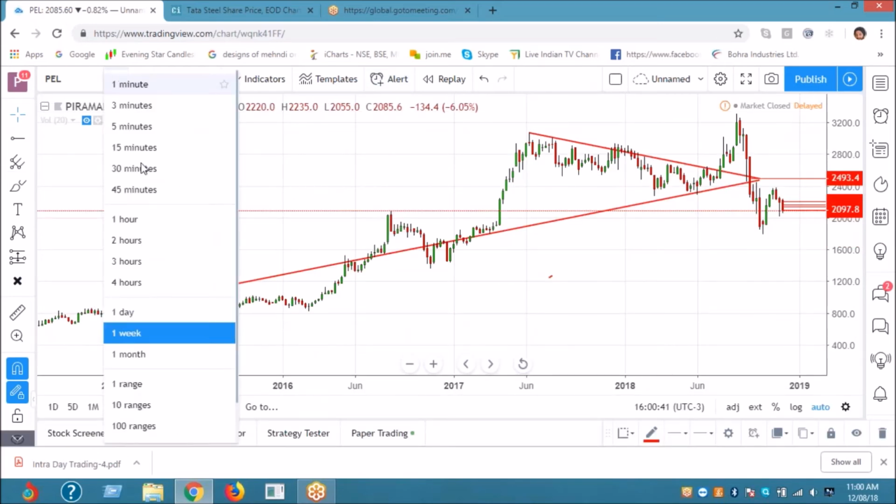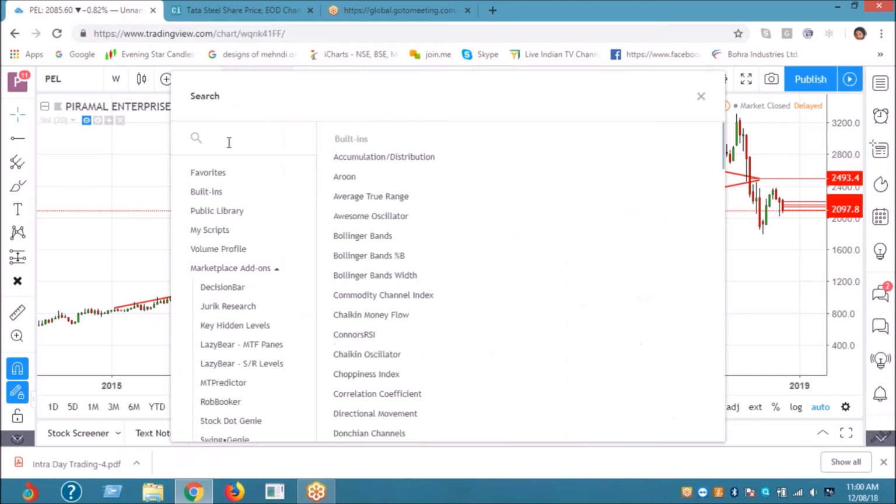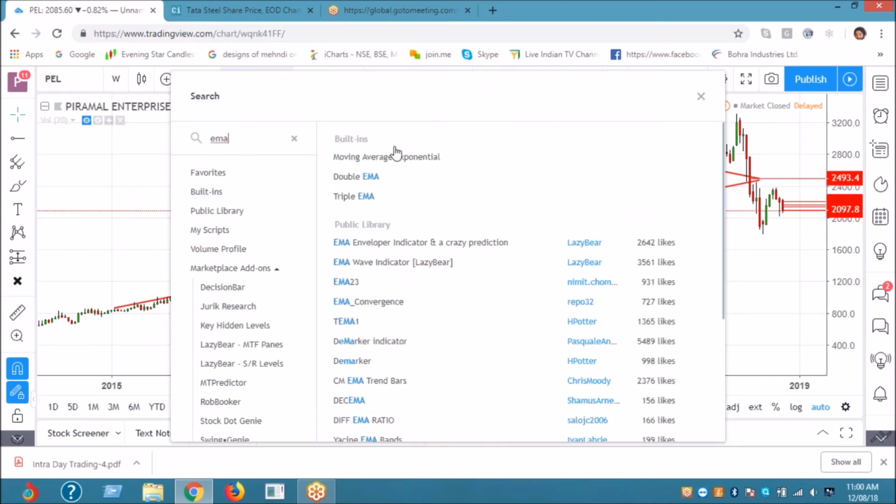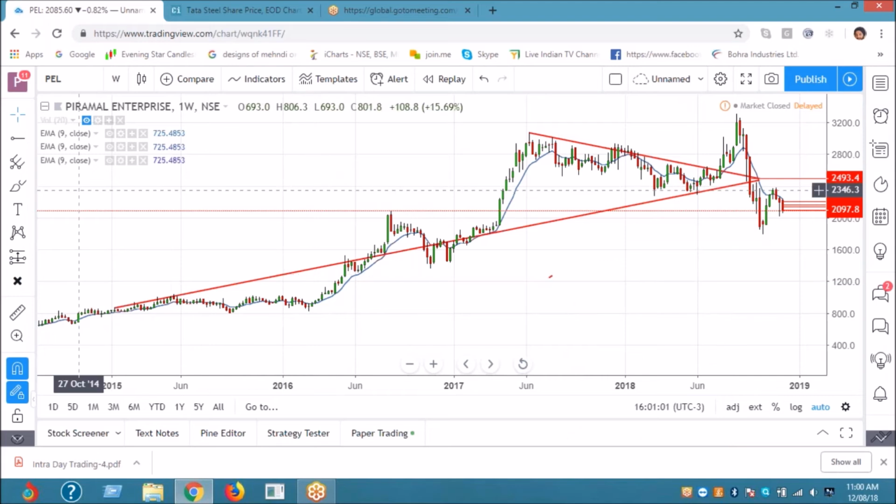This is the weekly setup, and let me take the indicators. Take EMA, the exponential moving average, to stay with the trade. It's 9. I'll apply more moving averages, so I have 3 set up there, and I'll change the inputs and the format.